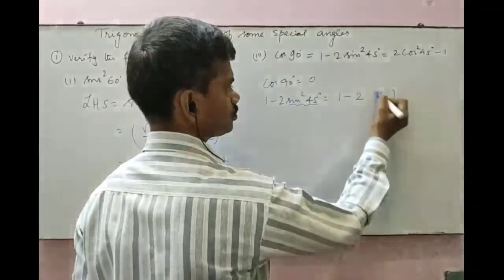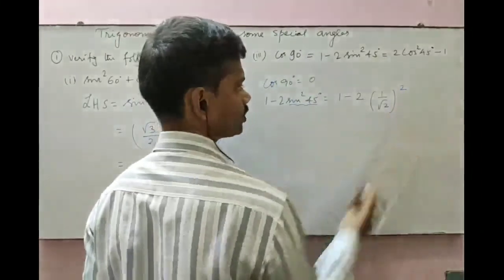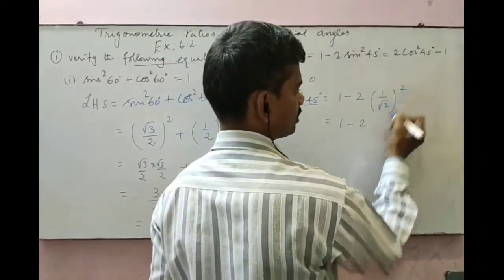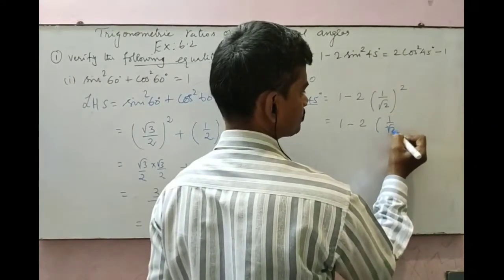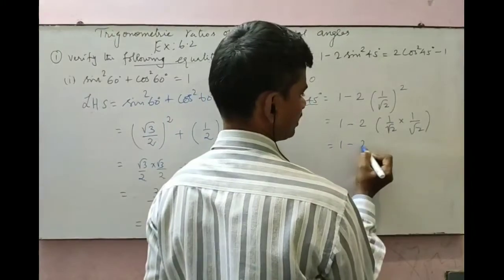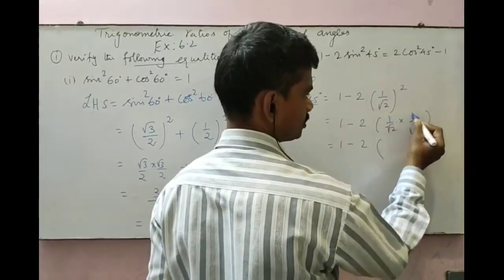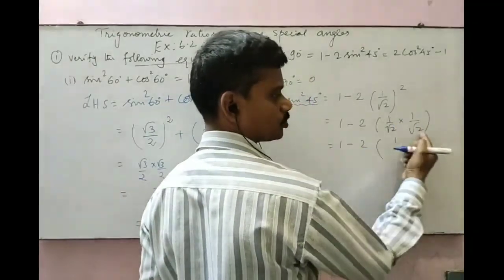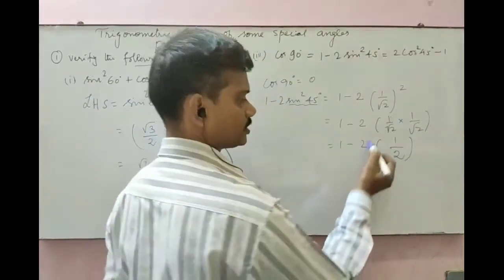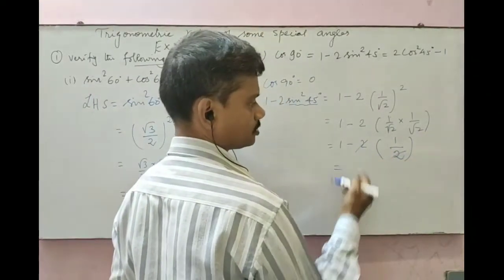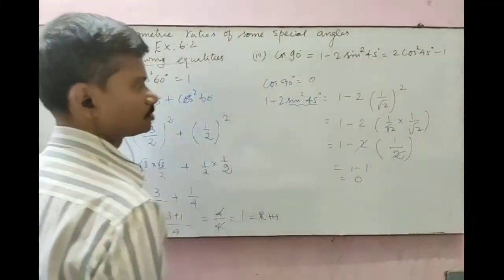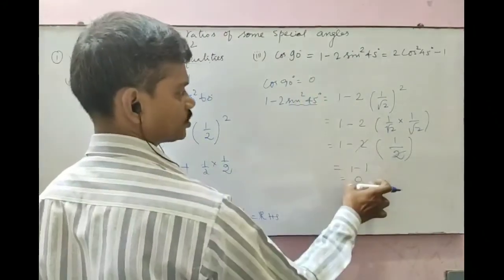That is 1 by root 2. Since it has a square, 1 minus 2 into square means you have to multiply the base 2 times. 1 by root 2 into 1 by root 2. 1 minus 2. 1 into 1 gives 1. Denominator root 2 into root 2. Root 2 into root 2 gives 2. In this you can cancel those two 2's. You will get the answer as 1 minus 1. 1 minus 1 is 0. Here also the answer is 0.